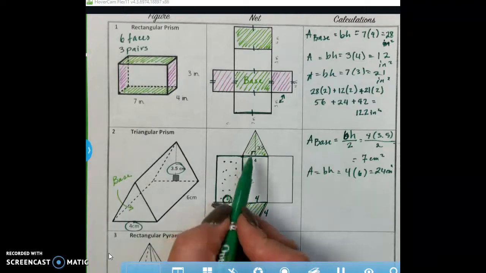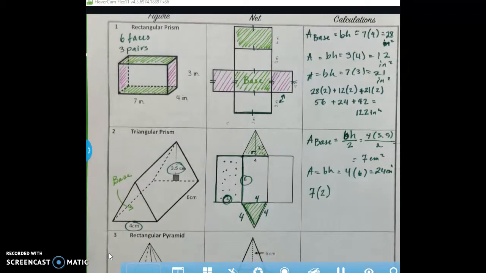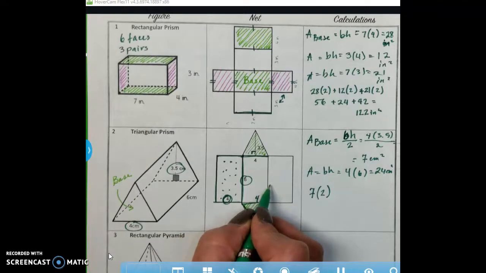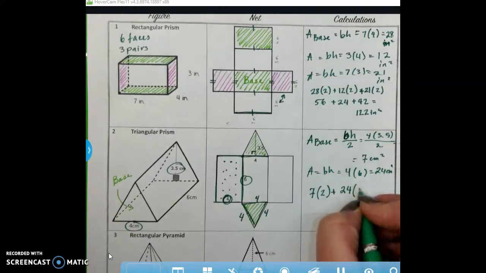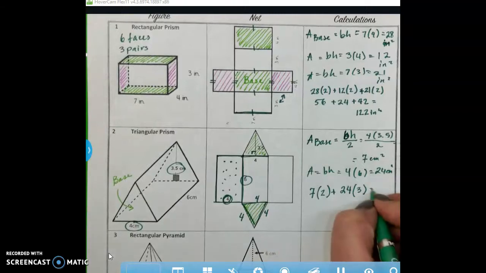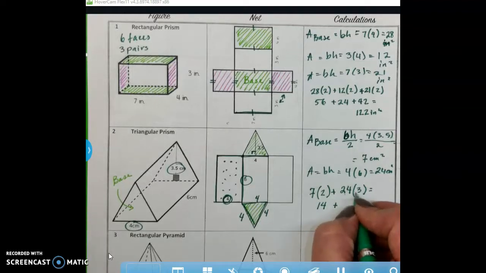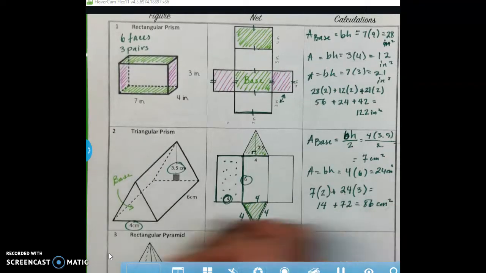Let's see. We have 2 bases, so we're going to take 7 and multiply by 2 because we have 2 of them. And the 3 faces that we have are congruent, so we already found our area. It's going to be 24 times 3. And we're ready for our total area. That's going to give us 14, and 72 for the total of 86 square centimeters.